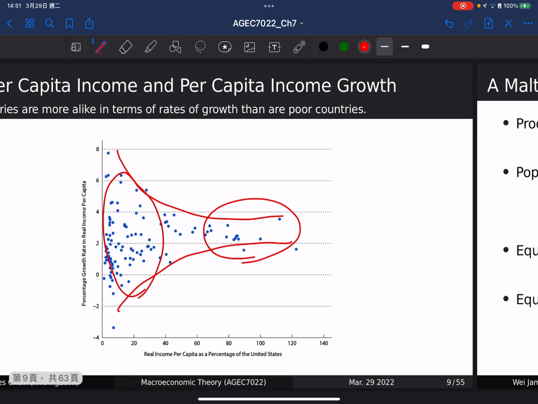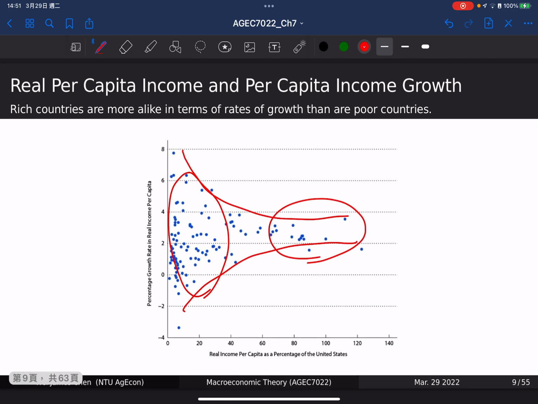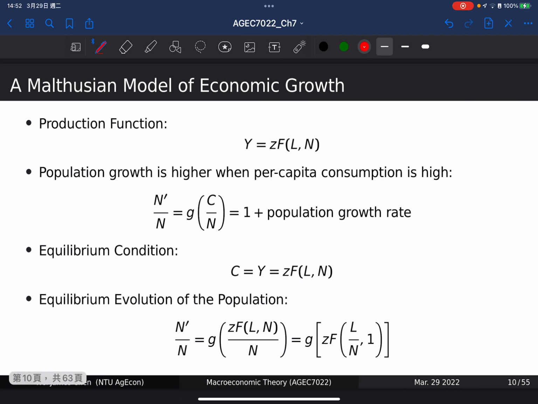So these are actually just the facts that we want to explain. Okay, we want to use our models to explain these facts. And so the first model that we are going to talk about is a Malthusian model of economic growth.